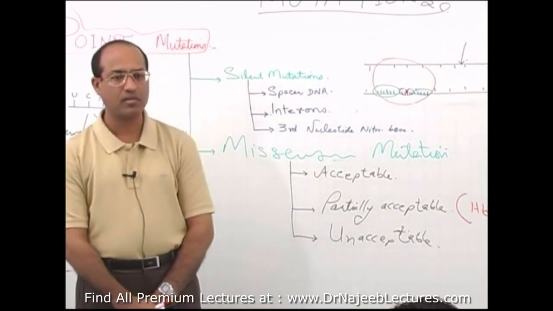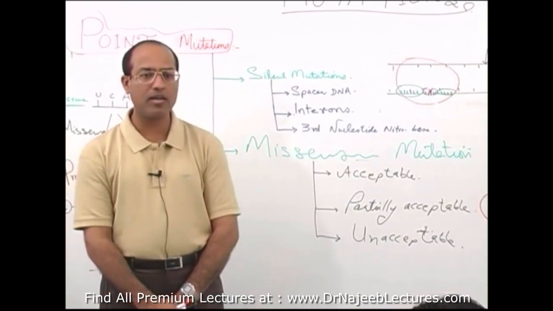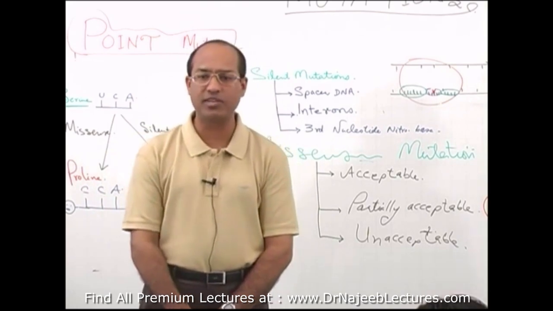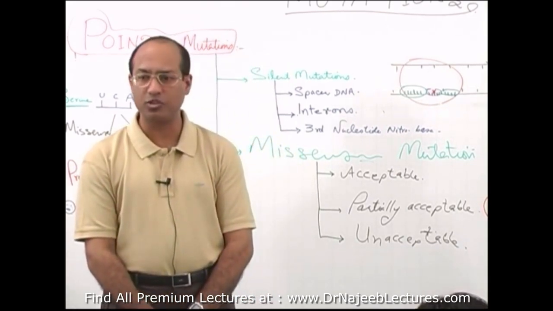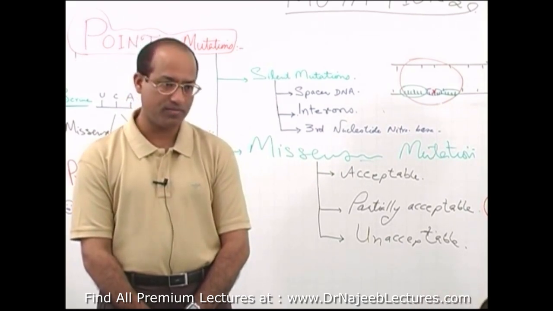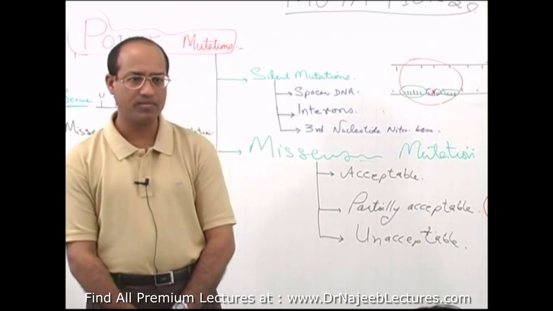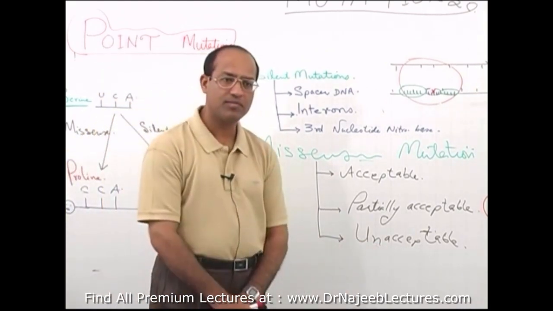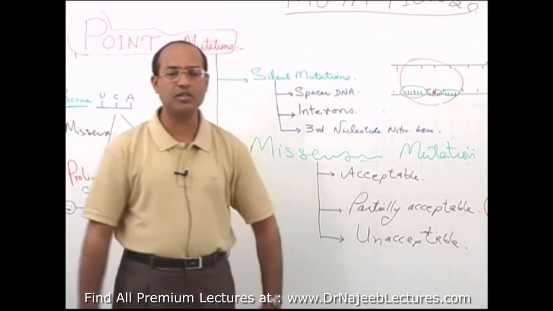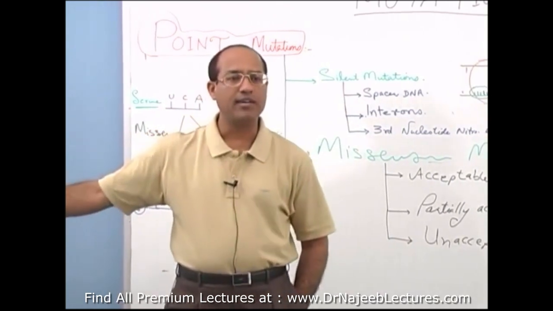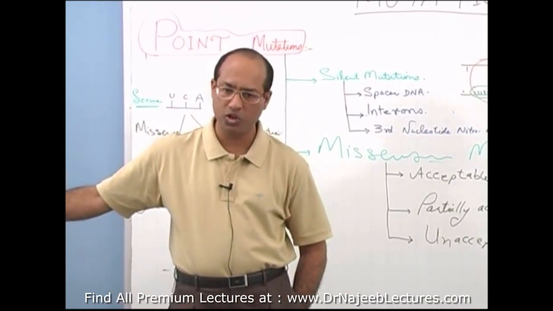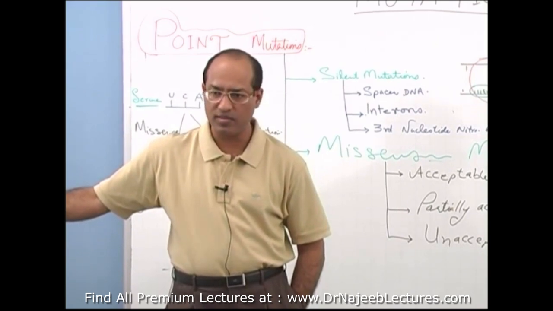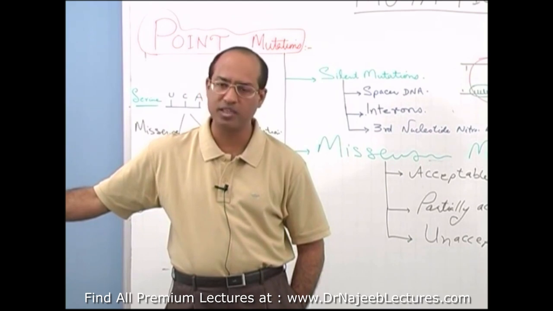Sometimes what happens? There's a point mutation and a very important amino acid is altered, and alteration of that amino acid results in a very significant change in the structure and function of the protein, and the protein does not function at all. If the protein does not function at all due to alteration in a single amino acid, then we say this missense mutation is unacceptable. For example, if there is such a mutation which results in alteration of an amino acid in the beta chain of hemoglobin, and after that the mutant beta chain does not carry oxygen at all, then this should be considered unacceptable.